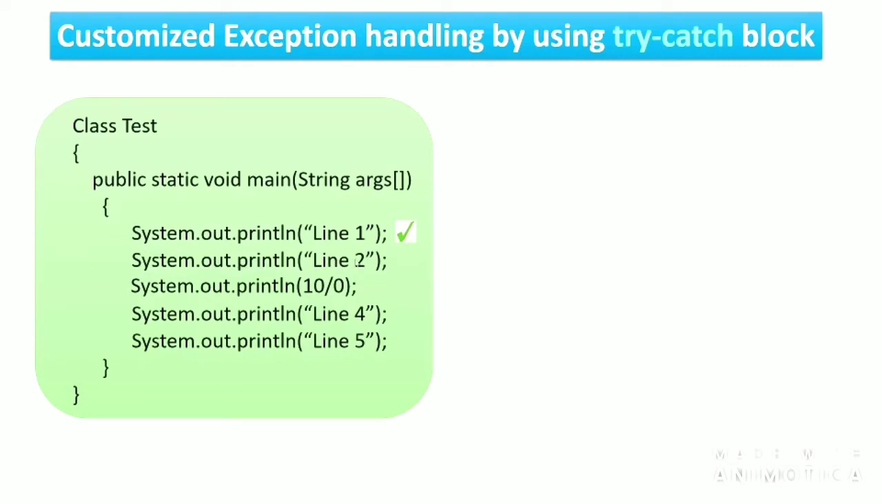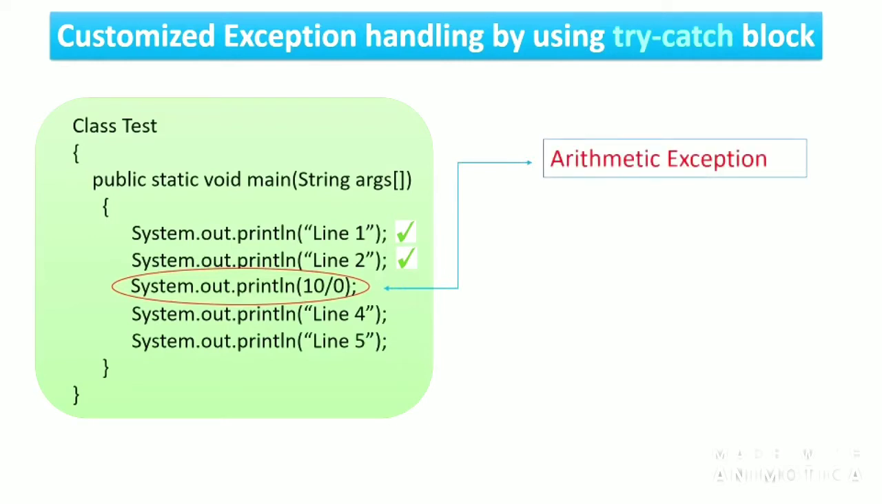System.out.println line 2. In this statement also there is no chance of raising an exception. It will be executed perfectly. But in the third statement, that is System.out.println 10 division by 0, any number divided by 0 is undefined. In the case of Java, it is treated as an exception, so it raises an exception of type ArithmeticException.